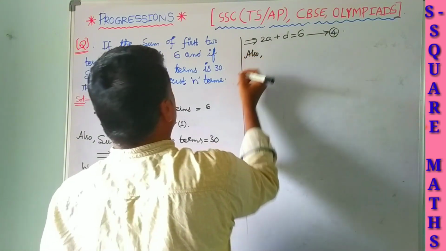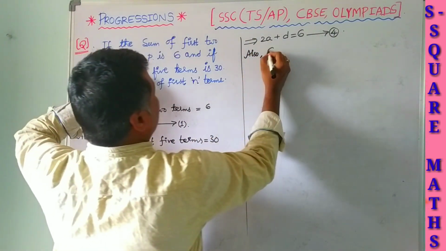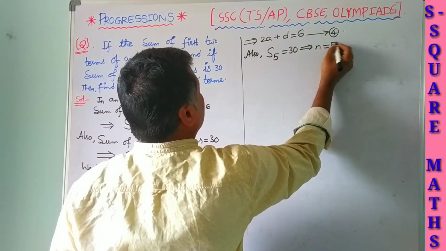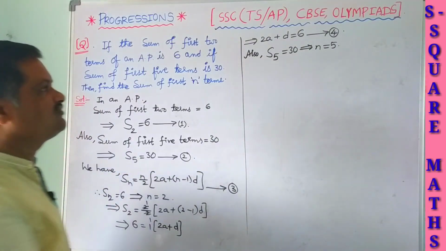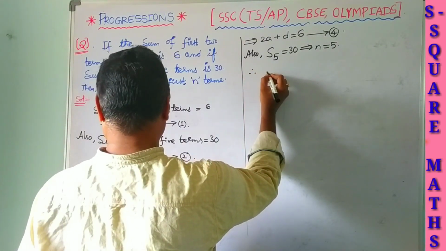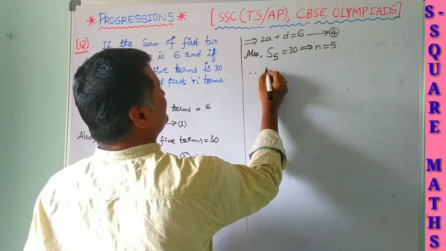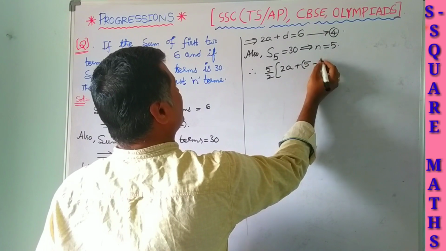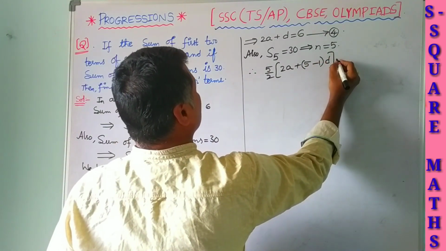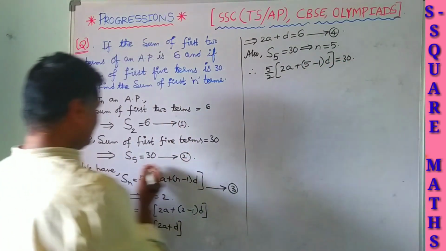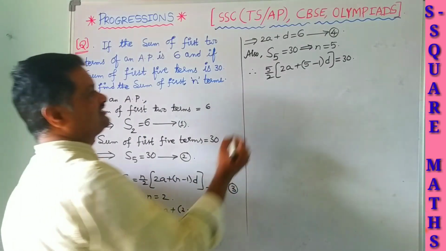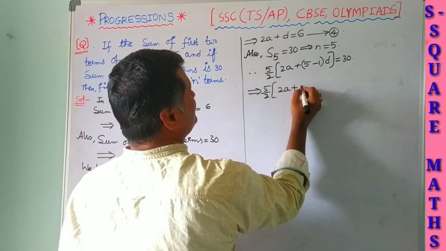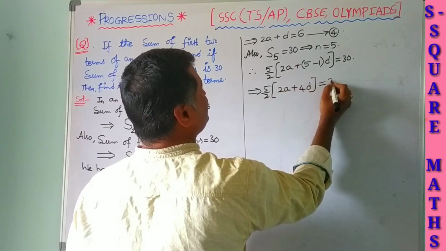Also given S5 is equal to 30, nothing but n is equal to 5. Therefore now I can write 5 by 2 into 2a plus 5 minus 1 into d is equal to 30 from the third equation. So this implies I can write now 5 by 2 into 2a plus 4d is equal to 30.